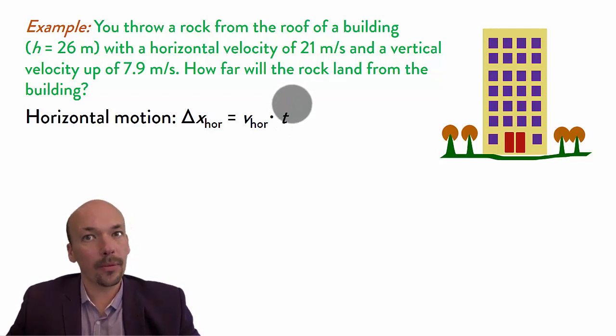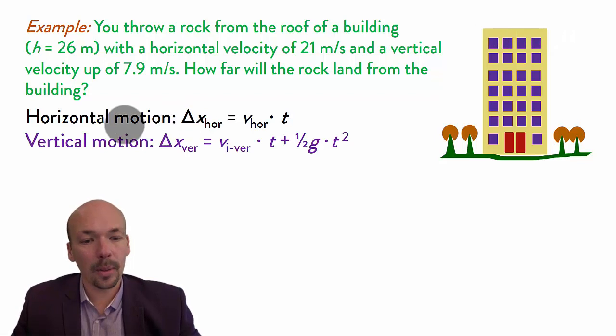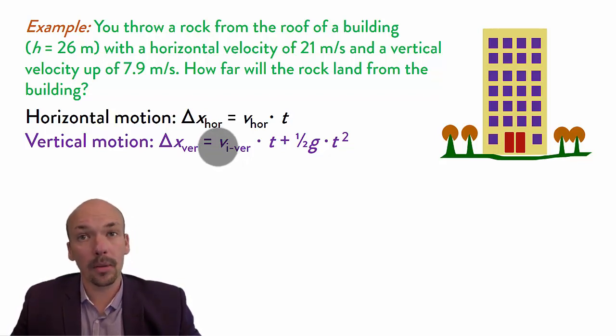You can get it from the vertical displacement, and you have to remember it will first go up, and when it's at the highest point it will go down, and it will also go down a little bit more than where it started, because it will go down 26 meters more because you were already on the building. So we also need this equation, the vertical motion, and we need to use it twice. First to calculate how long it will take the rock to go up to the highest point, and then to calculate how long it will take to drop from the highest point to the ground.